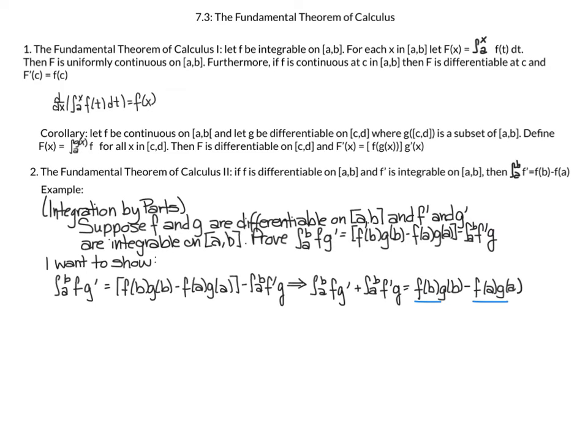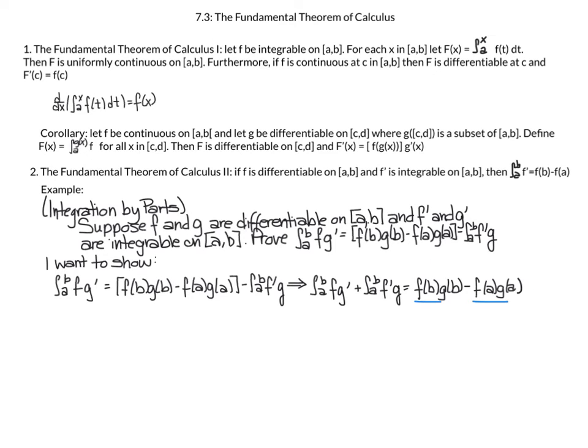So I've rewritten the statement that we want to prove over here, which is the integral from a to b of f g prime is equal to f of b g of b minus f of a g of a minus the integral from a to b of f prime g. And that's equivalent to, if I just move this integral over to the other side of the equation, that the integral from a to b of f g prime plus the integral from a to b of f prime g is equal to f of b g of b minus f of a g of a.